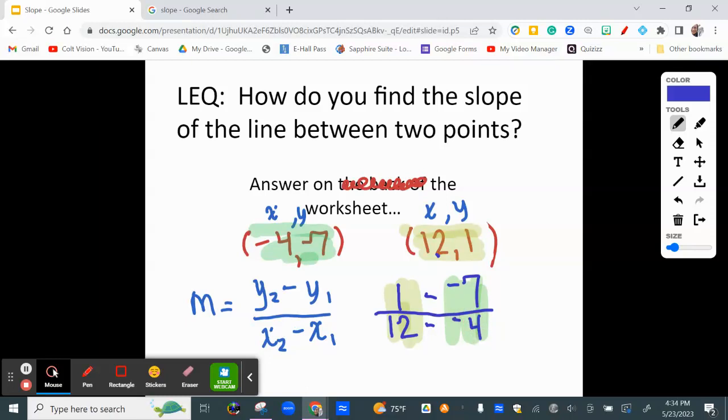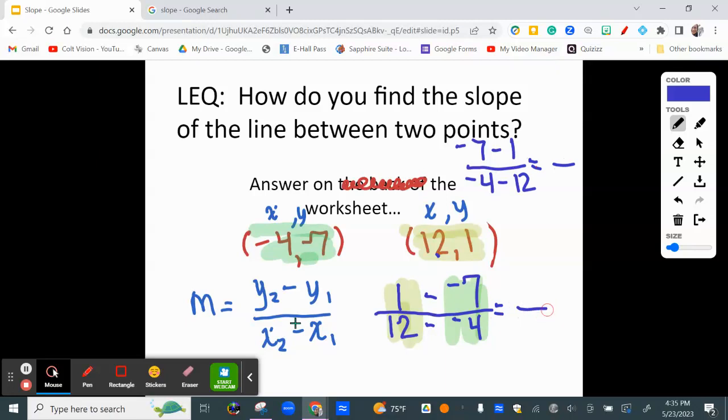So you have to make sure you're going in the same order. So if I write 1 first, that means that I'm going to write 12 first on the bottom. If I would have done it the other way, I could have done negative 7 first. But if I did negative 7 first on the top, I'd have to do negative 4 first on the bottom, because the points need to be stacked on top of each other. So I could have also done it this way, where I had the change in y over the change in x. And I'll do both so that you can see they're the same answer.